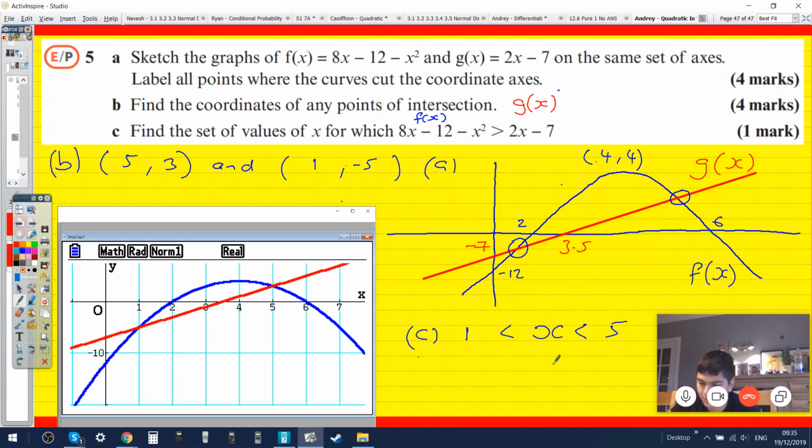Great. So let's see this thing. You're given two functions. Sketch them both. Label everything: x-intercepts, y-intercepts, maximum, and points of intersection. And then you can just use that to do the last bit, or you can put it in your calculator. Any questions there?